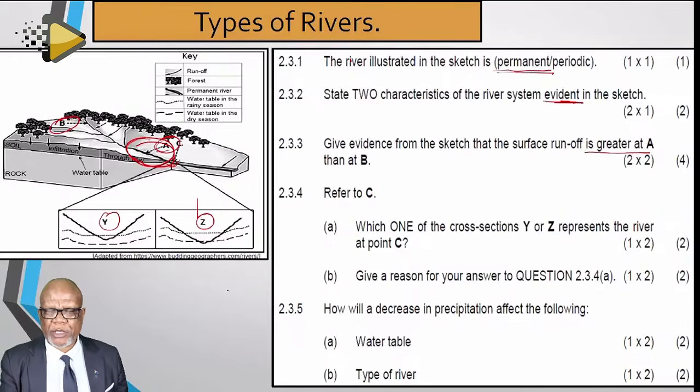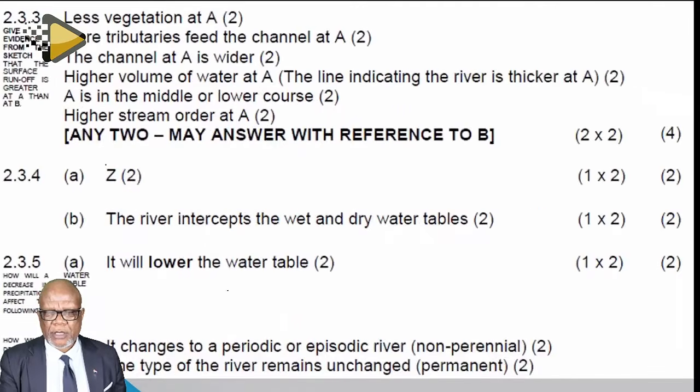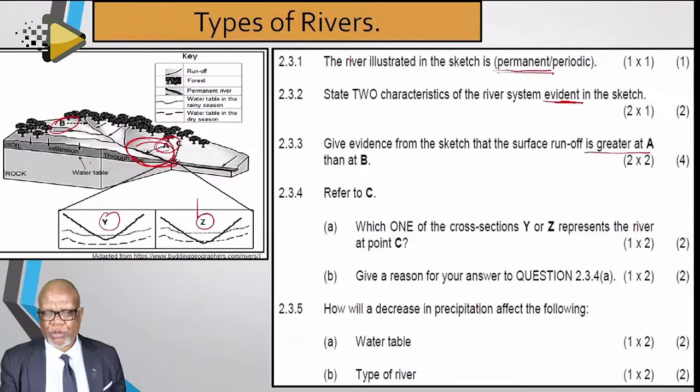And then, which one of the cross sections, Y or Z, represents the river at point C? Now, there is your river at point C. Which one will represent it? Is it Y or is it Z? The answer there says Z. How do you determine that it is Z? At Z, this is at the lower course where the volume of water has increased, and now you can see that the water table is above the riverbed.